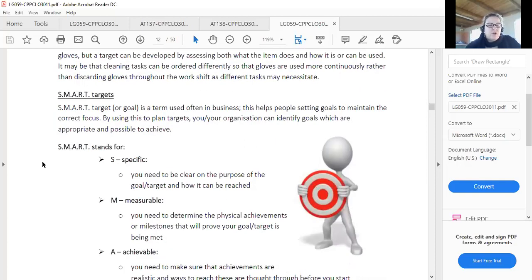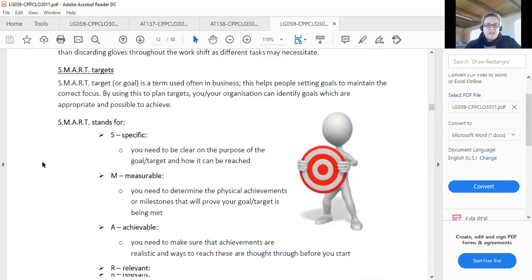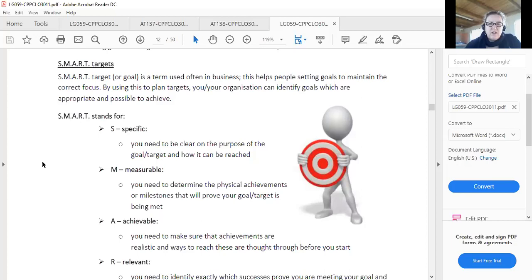SMART targets. So I love these because we can use these even in our goals in day-to-day life. What a SMART target basically stands for, they're often used to help businesses or individuals achieve a particular goal. It helps you with setting and maintaining focus. By using the plan, your organisation can identify goals which are appropriate and possible to achieve.